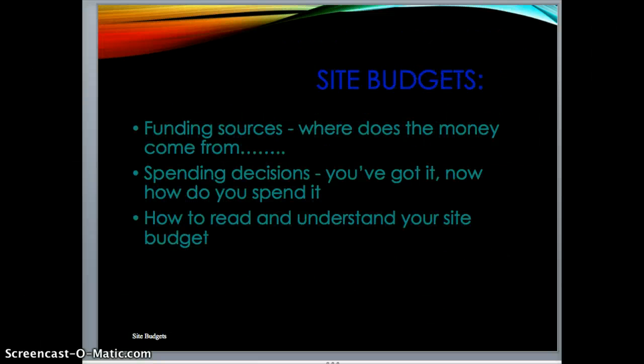So let's talk about site budgets. We're going to talk about three different things. Where does the money come from? Once you've got it, how do you spend it? And then how do you read and understand your budget?